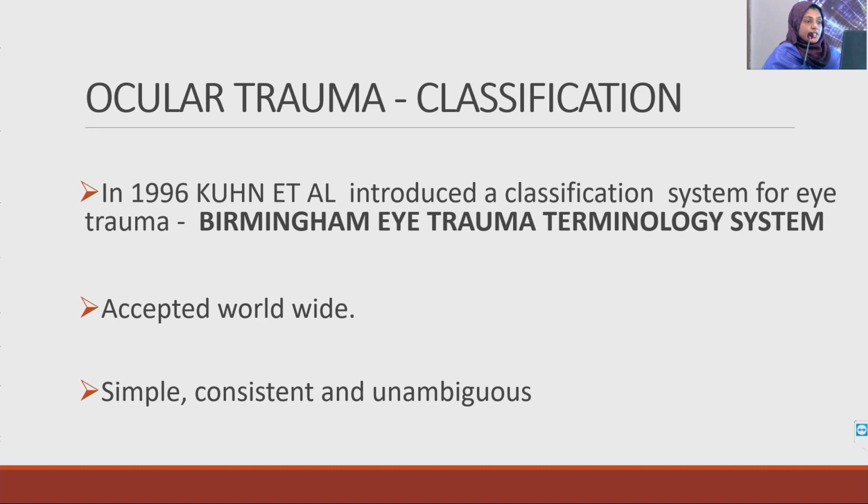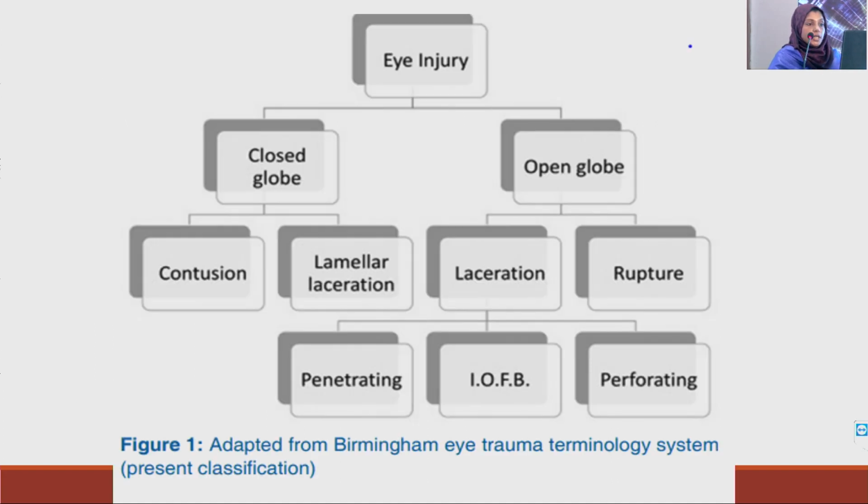Regarding the classification, in 1996, Kuhn et al. introduced a classification system for eye trauma, which is called the Birmingham Eye Trauma Terminology System. In this classification system, mechanical eye injuries are classified into closed globe injuries and open globe injuries. Closed globe injuries are again classified into contusion and lamellar laceration. In contusion, there won't be any eye wall injury, but there will be structural damage inside. In lamellar laceration, there will be a partial thickness eye wall injury.